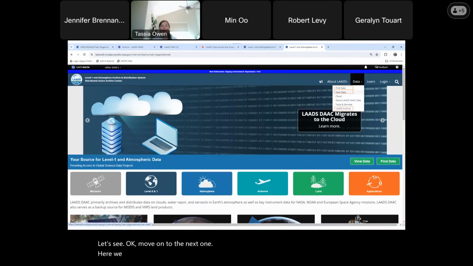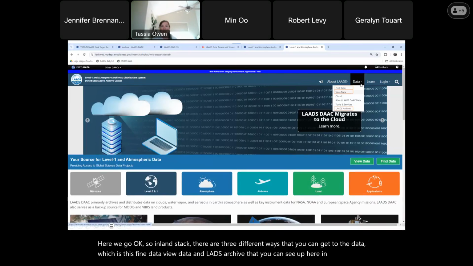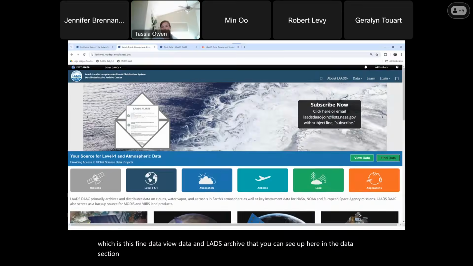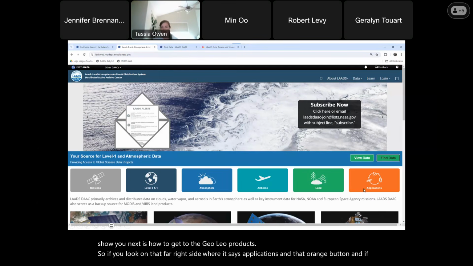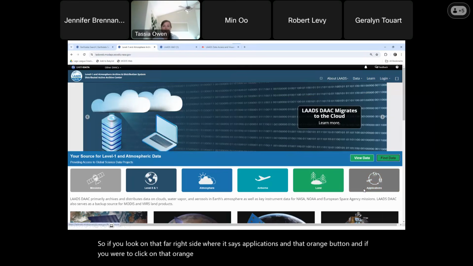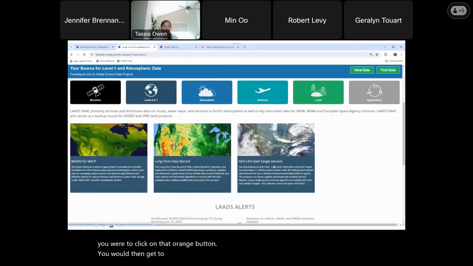Okay, so in LAADS DAAC, there are 3 different ways that you can get to the data, which is find data, view data, and LAADS archive that you can see up here in the data section. Additionally, you can get to that by clicking on either the view data or find data that's just here in that one bar on the bottom, that blue bar. Now, what we're going to show you next is how to get to the GEO-LEO products. So if you look on that far right side where it says applications and that orange button, and if you were to click on that orange button, you would then get to this GEO-LEO dark target aerosol card, which tells you a little bit about that.